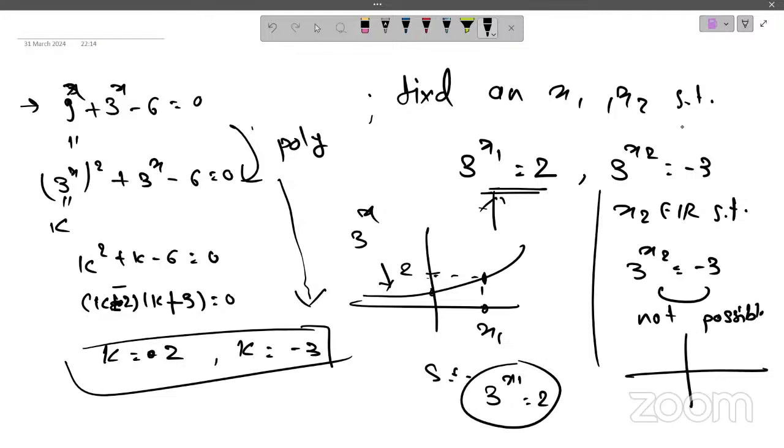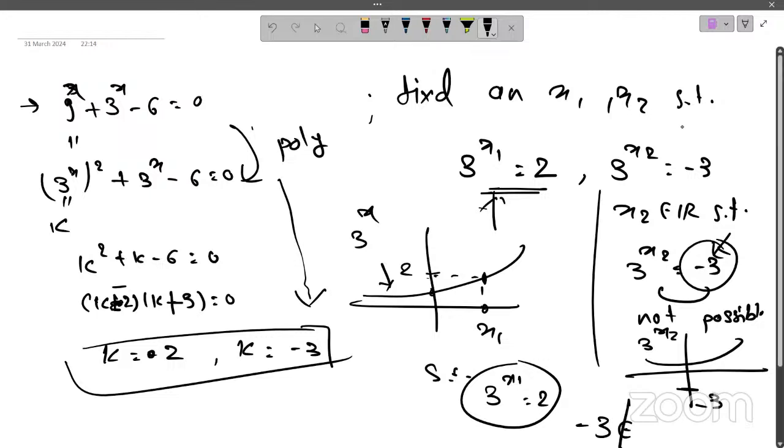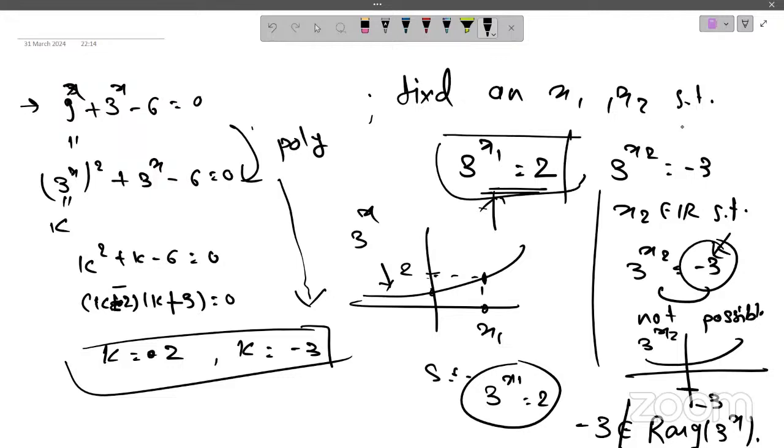Because you can observe the graph. This is a graph of 3 to the power x, and this is your minus 3. You cannot find such an x2 for which 3 to the power x2 is equal to minus 3, because this does not belong to the range of 3 to the power x. Minus 3 ultimately does not belong to the range of 3 to the power x. So here you are not able to get any x2. So that's why it has only one solution.